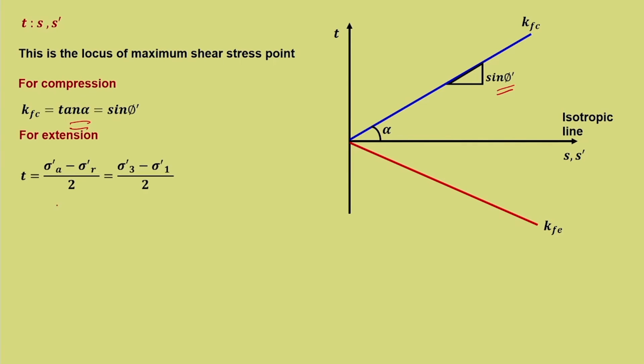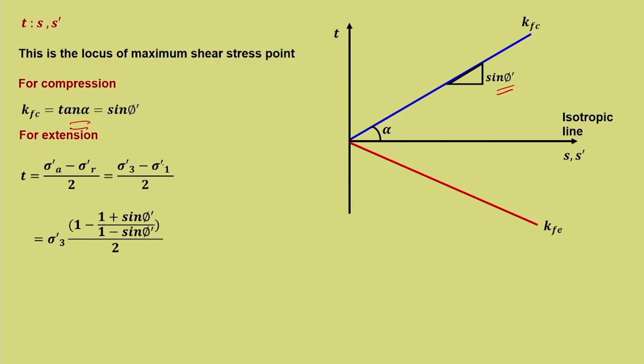For that, t is equal to sigma A dash minus sigma R dash by 2. Now, for the extension, sigma A dash is equal to sigma 3 dash. Now, there are some important minor points which we have to keep in mind. We need to know what stress is acting axially or radially. So, in this case, sigma 3 dash is sigma A dash. So, sigma 3 dash minus sigma 1 dash by 2. If you take sigma 3 dash outside, we have 1 minus sigma 1 dash by sigma 3 dash, by 2. So, sigma 3 dash is outside.